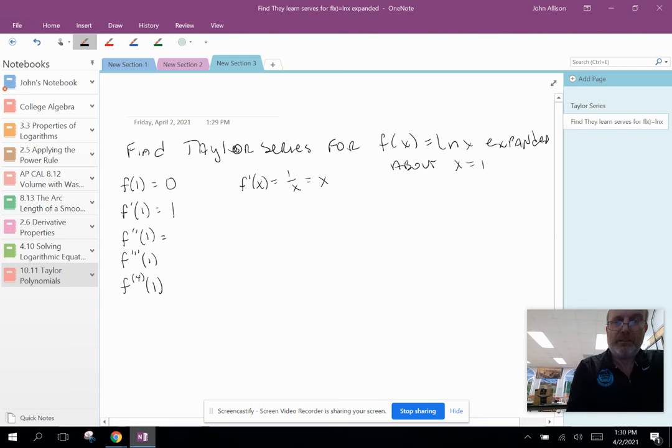This is the same as x to the negative 1, so we know that f double prime of x is negative x to the negative 2, which is just going to be negative 1 if we evaluate it at 1. Let's do f triple prime of x. That's going to equal positive 2 times x to the negative 3. That's 2 over x cubed. Evaluated at 1 is just 2.